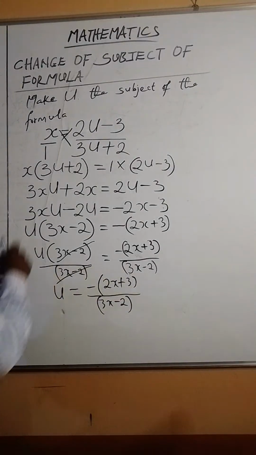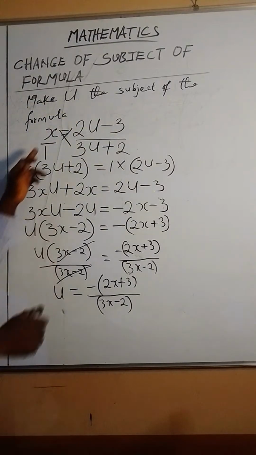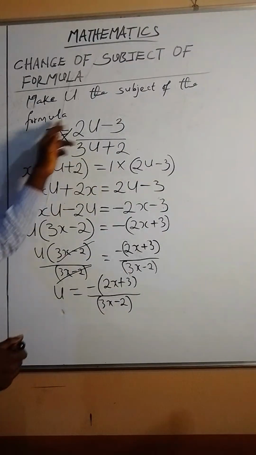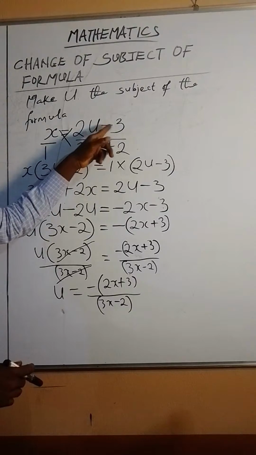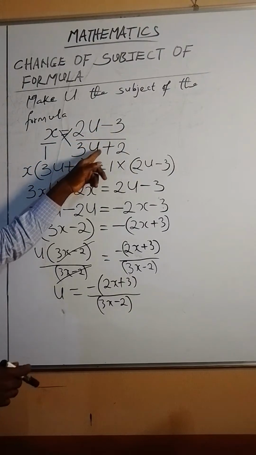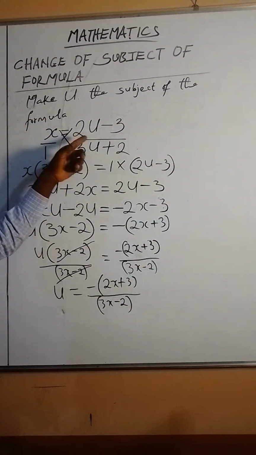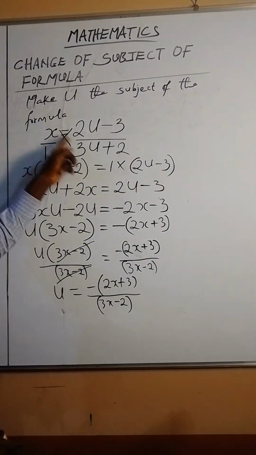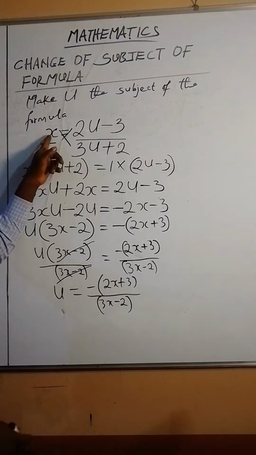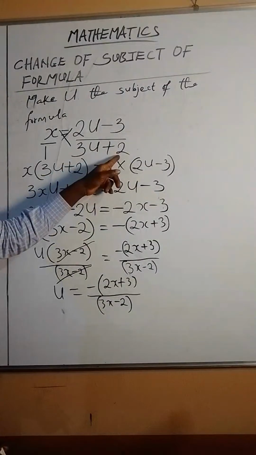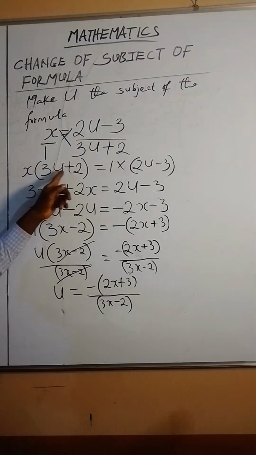So now we are told to make u the subject of the formula. This is the formula. We are to make u the subject of this formula. The formula is x equals 2u minus 3 divided by 3u plus 2. So the first step to take here is to cross multiply. When we cross multiply, x multiplies 3u plus 2. That is what we have here, x multiplying 3u plus 2.